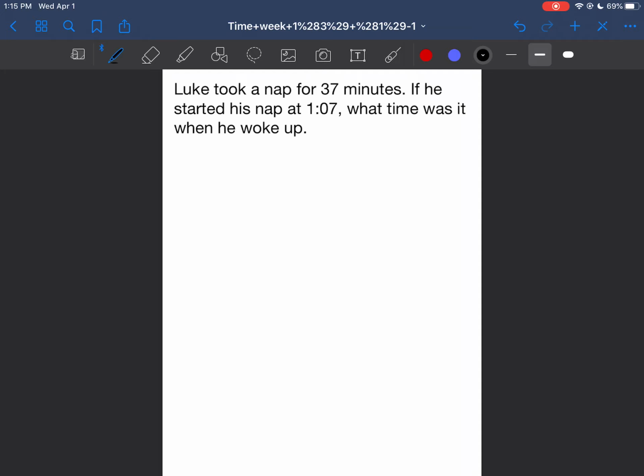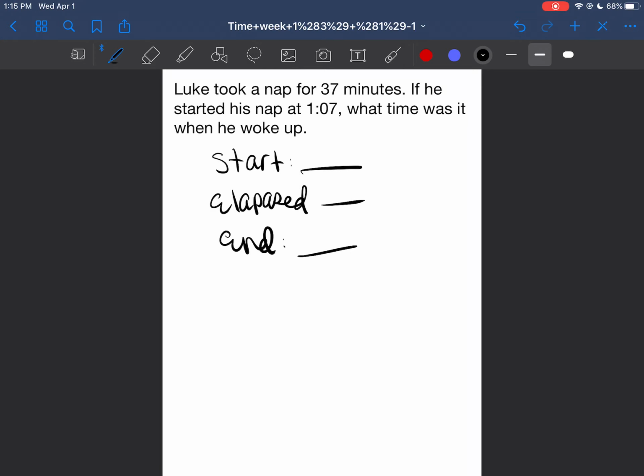I want you to be following along in your notebook. So when we are ready, you have examples to solve and follow along with. Again, the very first thing I want you to do is start out by writing start, elapsed, and end. Now let's fill in our graphic organizer.